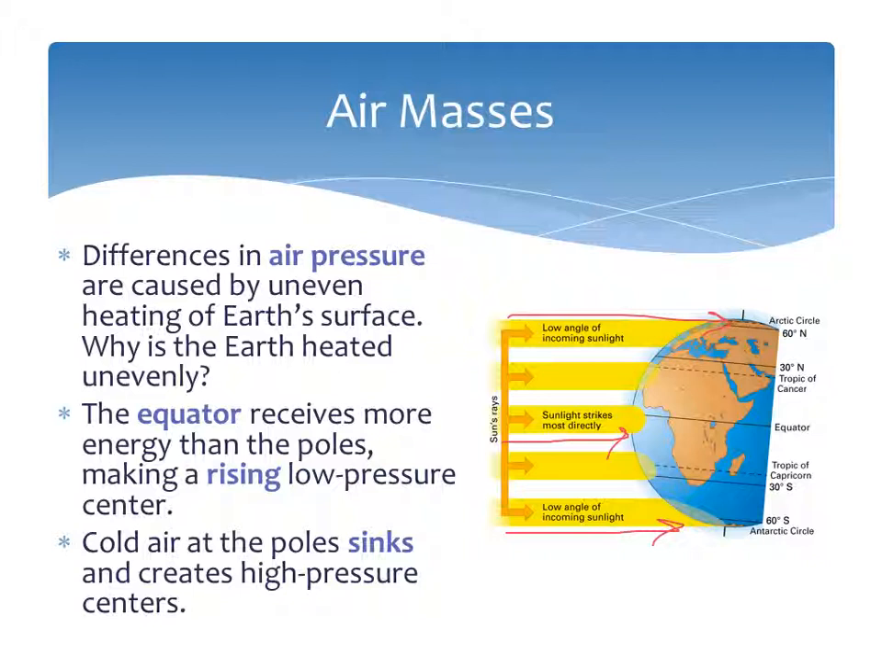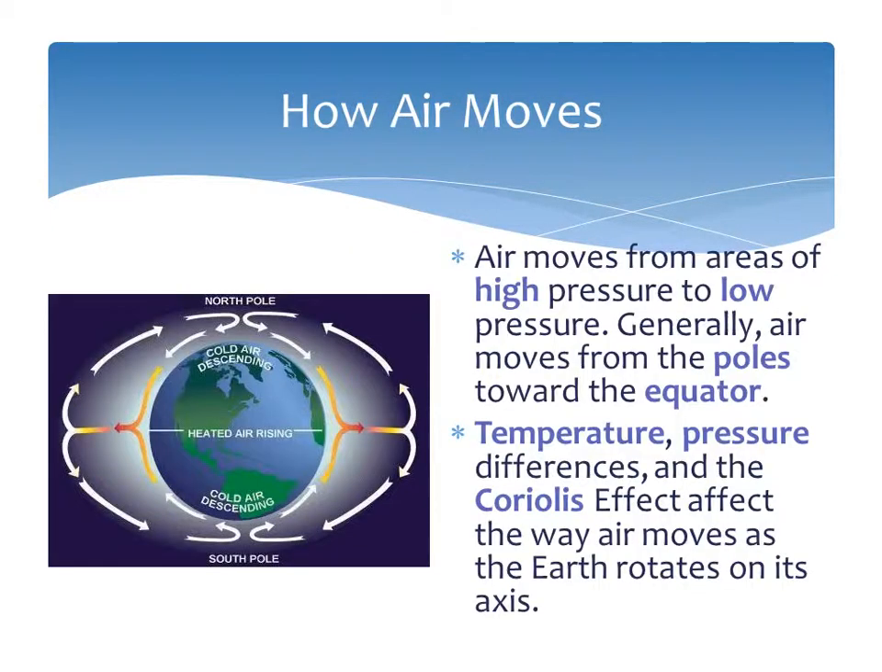The equator ends up receiving more energy than the poles, so that causes a rising low pressure center, because remember, heat rises, so that heat ends up coming out that way. The cold air at the poles ends up sinking because cold air is more dense, and it creates a high pressure center. More dense means that the molecules are packed in more tightly, and it causes more pressure, which is why it would sink. So air moves from areas of high pressure to low pressure.